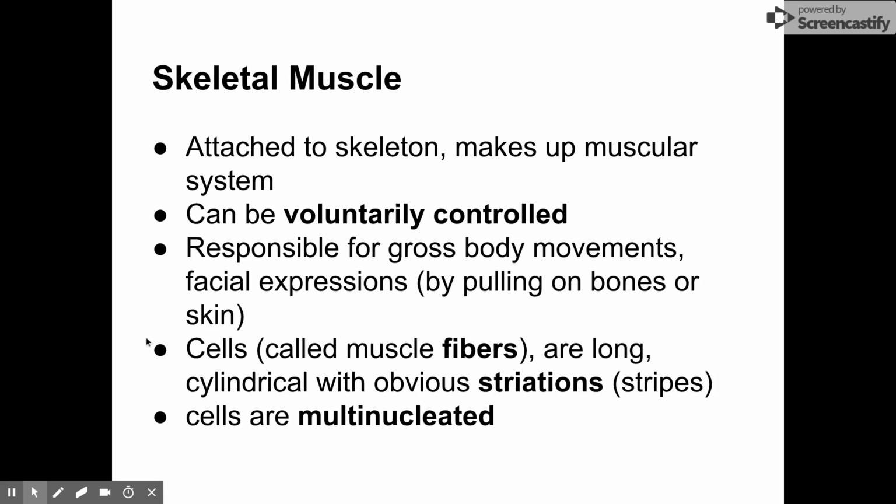And then the last two points are referring to the structure. So they have these cells, we call them muscle fibers. They're long cylinder shapes with really obvious striations. We'll see a picture of these in just a second. The striations, that means stripes. So there are real obvious stripes on these cells. And they also are multinucleated, meaning there are multiple nuclei in these cells.